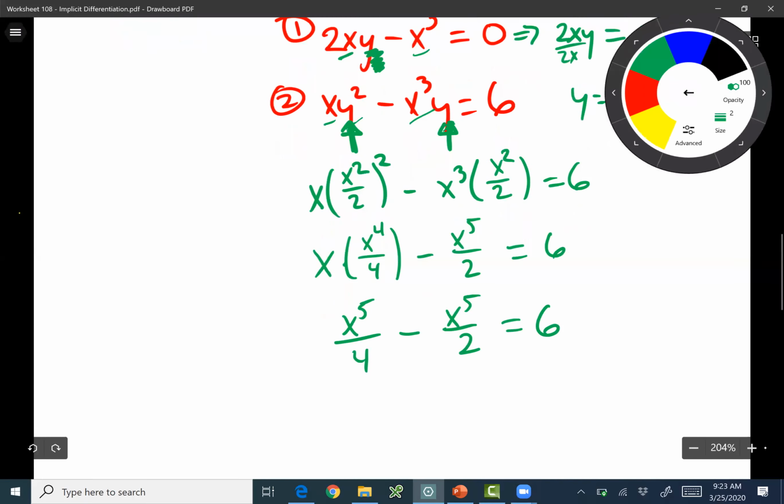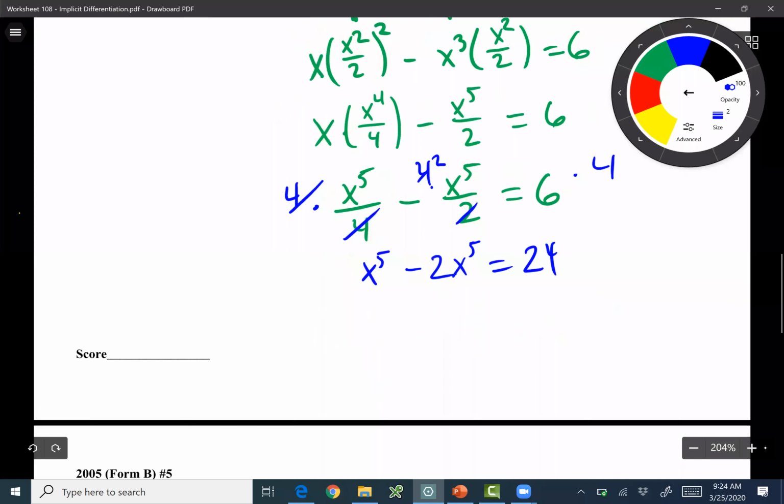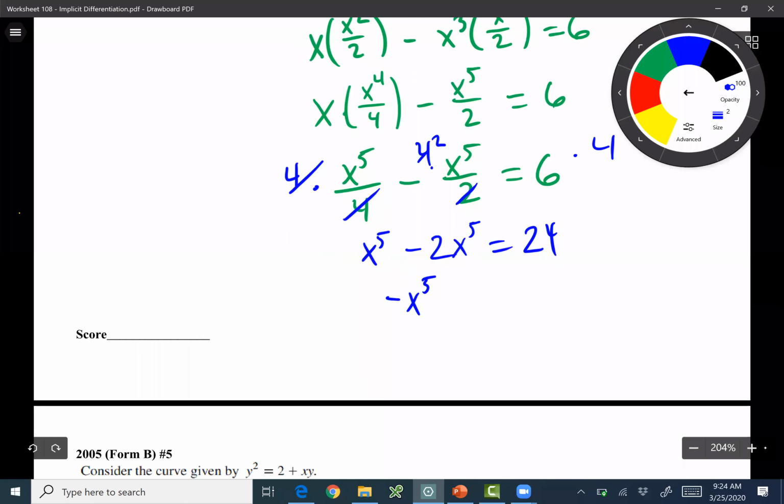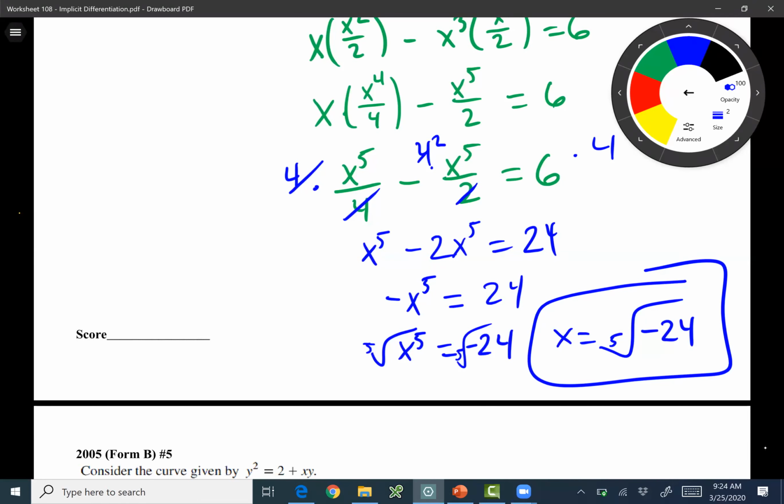I don't like fractions, so I'm going to go ahead and multiply times 4. This gives us x to the fifth minus 2x to the fifth equals 24, which is negative x to the fifth equals 24. If I divide by the negative, I'll get negative 24, and then we just take the fifth root of it. And we get x equals the fifth root of negative 24. I know that seems weird, but that's actually the answer. And they just wanted us to stop there.